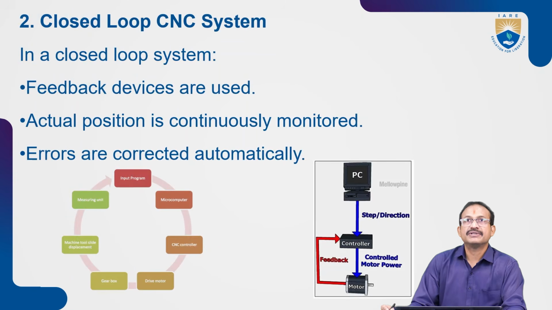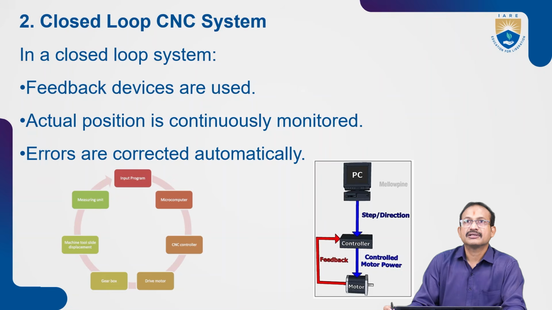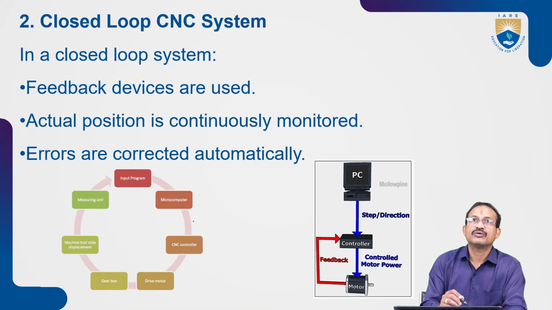Closed loop CNC system. In a closed loop system, feedback devices are used. The actual position is continuously monitored, whereas in open loop it is not. Errors are corrected automatically, since it has a feedback system. The controlled motor power and feedback system to the controller are inbuilt in the closed loop system.